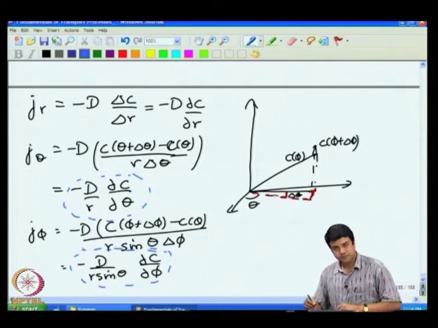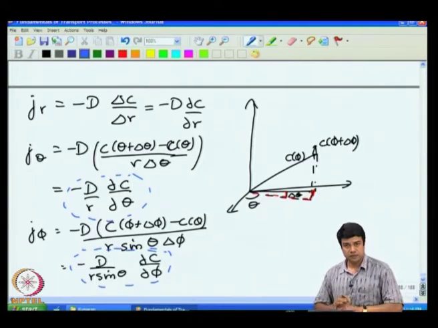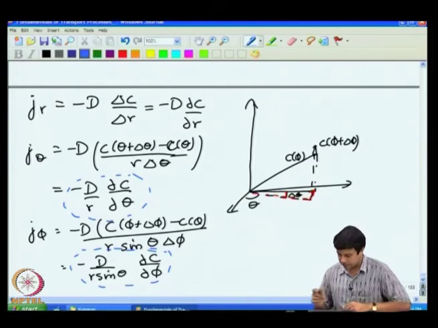So, it is important to note that we have a coordinate system here in which the coordinates do not necessarily have dimensions of length. Therefore, the expressions for the flux are a little more complicated.